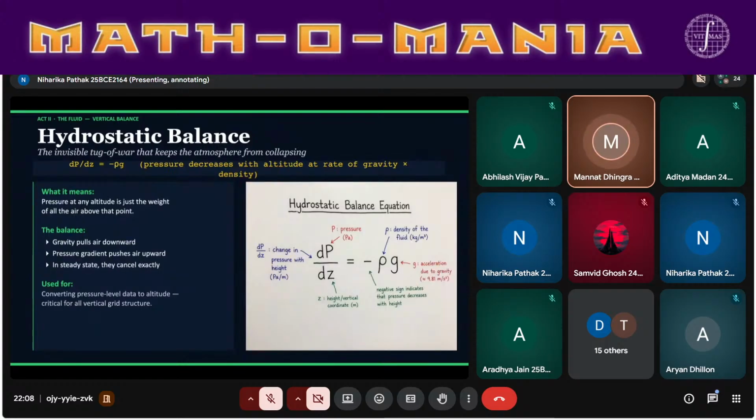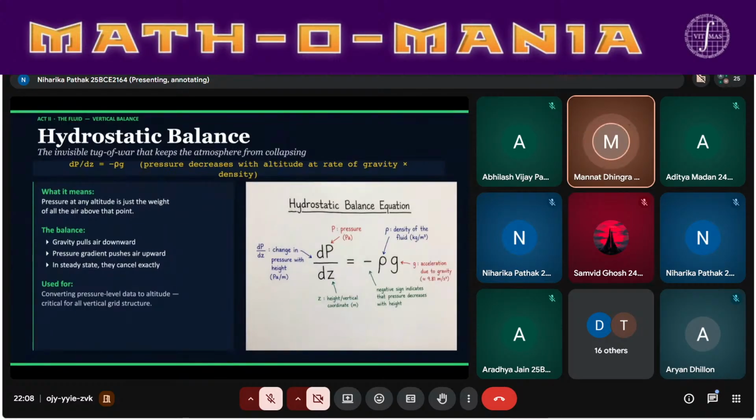So where and how is it used? It's used for converting pressure level data to altitude, and it is critical for all vertical grid structure. Now, this will be explained by Aradhya in a few minutes, in the further slides, so don't worry about it.